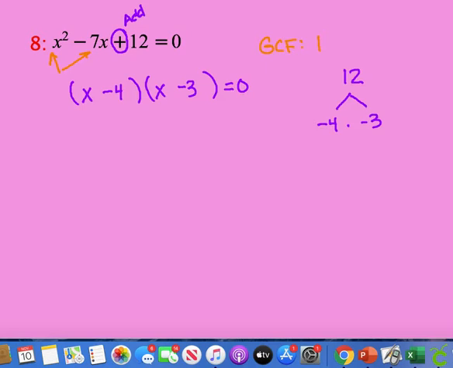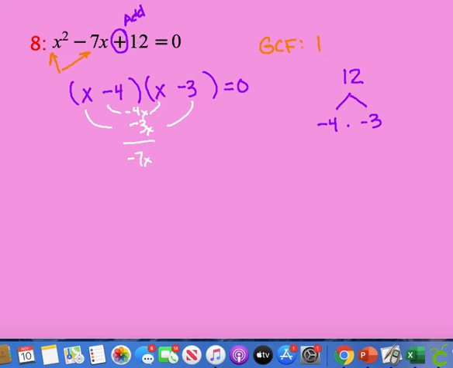And as always, I like to do a good check before I decide those are my factors. So I'm going to FOIL real quick. Firsts give me x squared. Outsides give me -3x. Insides give me -4x, which is indeed a -7x. And lasts give me a +12. So this indeed does factor, and these are the correct factors.